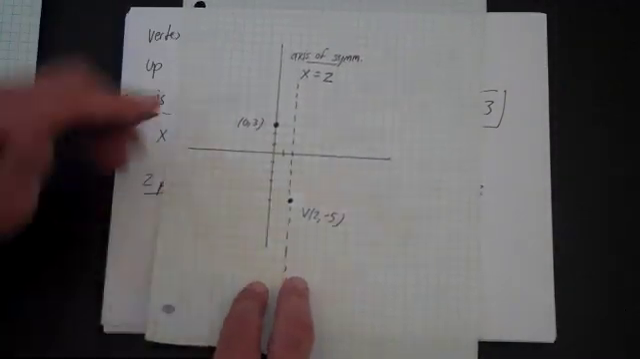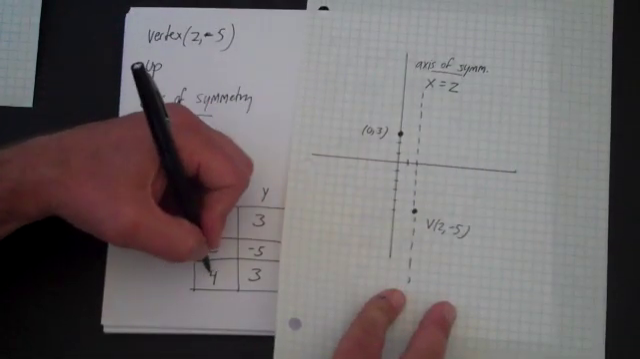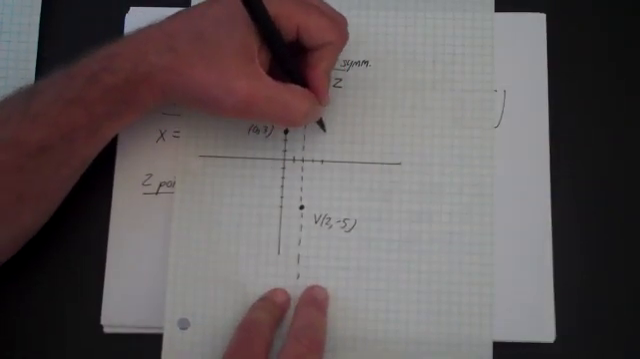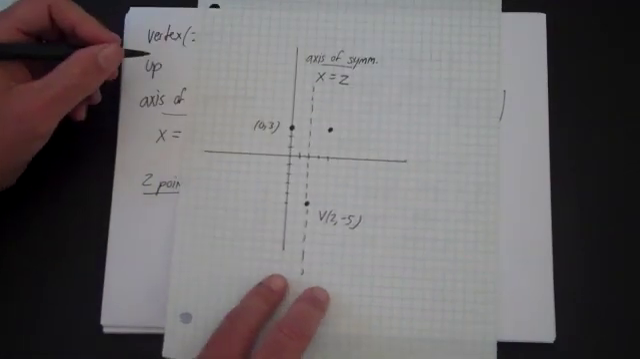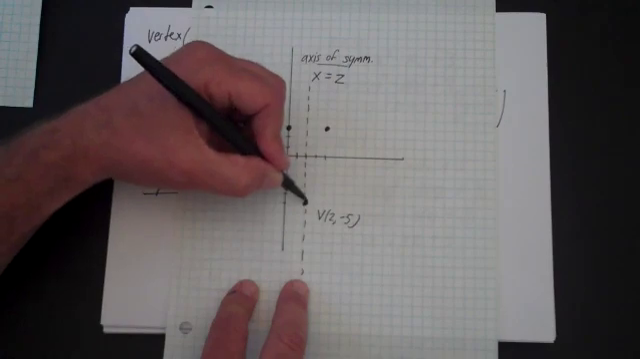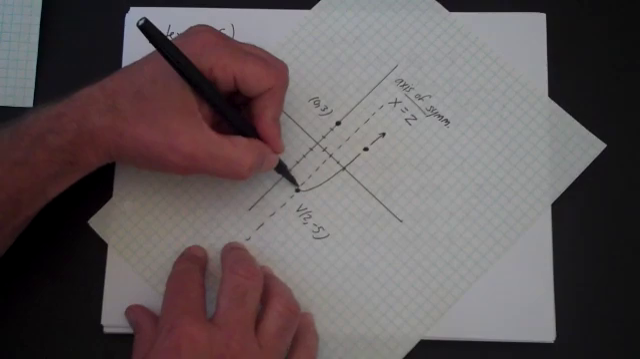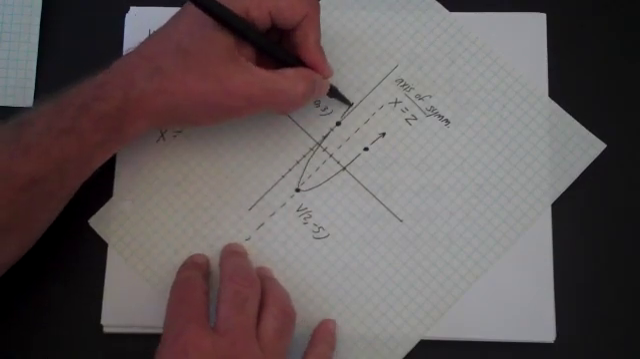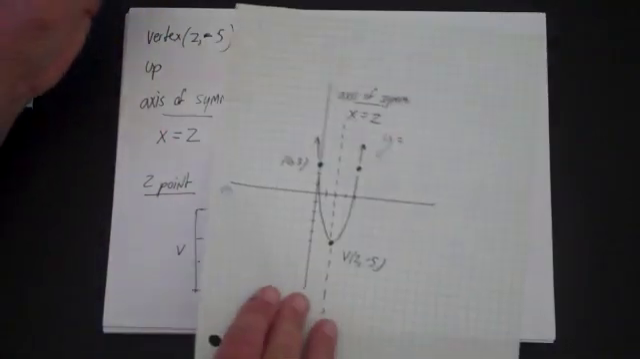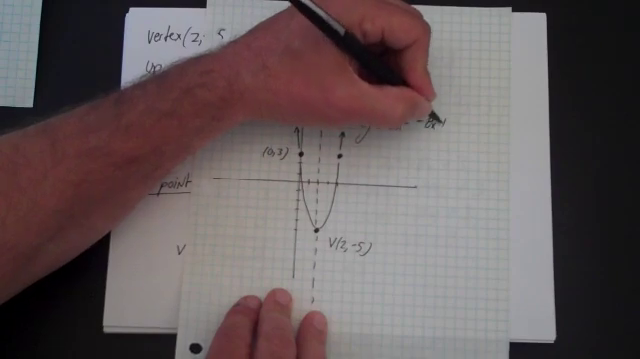So now we're going to plot that point. We're going to plot the points 0, 3; 2, minus 5; and 4, 3. Now, what we know about a parabola is it's fairly flat at first. It gets steeper and steeper and steeper. This is actually going to be pretty steep everywhere. And just try to sketch this in as well as you can. And that graph is going to be the graph of y is equal to 2x squared minus 8x plus 3.